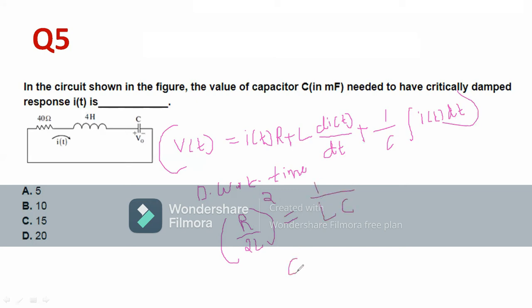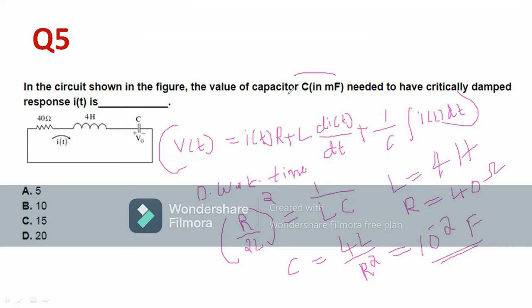This relation you have to reach finally. From this, you need to calculate the value of C. C will be equal to 4L divided by R square. So substitute the value of L. Everything is given actually. Just go to the question. L is equal to 4 Henry. And also R is equal to 40 ohm. These are the values they have provided for you. Substitute over here. You will be getting 10 to the power minus 2 farad. In terms of farad you will be getting.